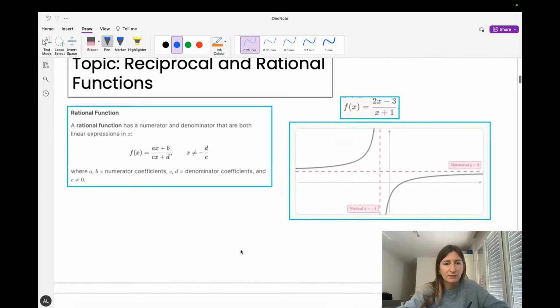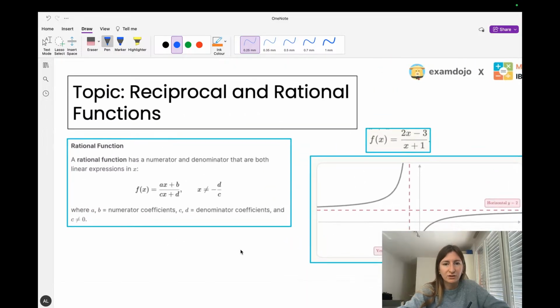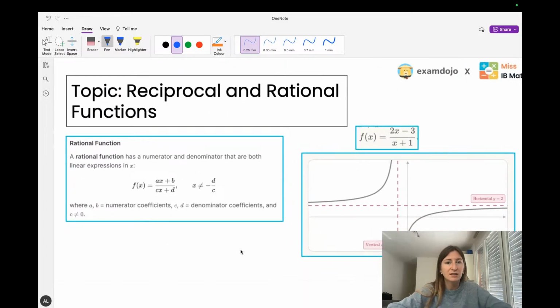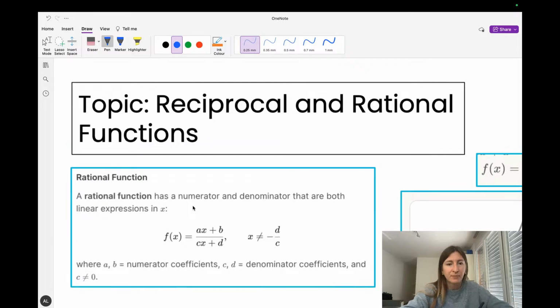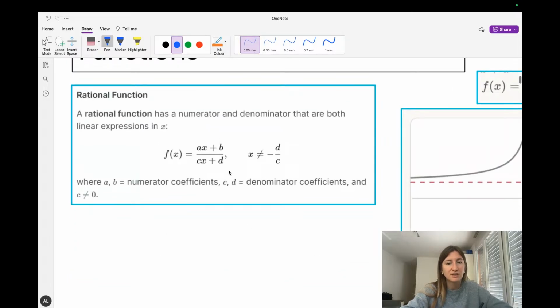All right. Then rational functions. So this is like a reciprocal function, but it's a rational function that has a linear expression in the top and a linear expression in the bottom. You can see here, if I zoom in, ax plus b over cx plus d.